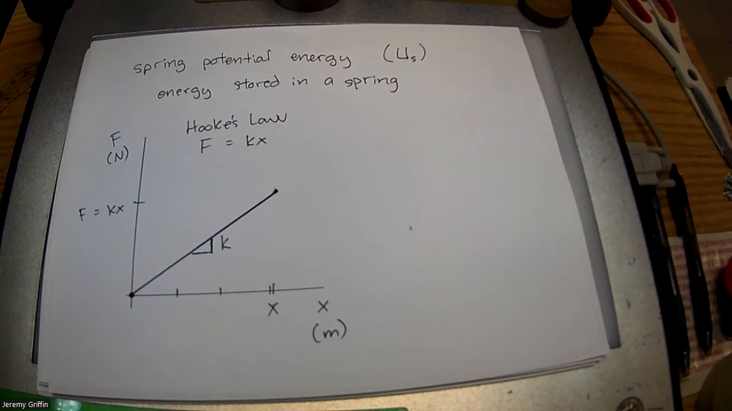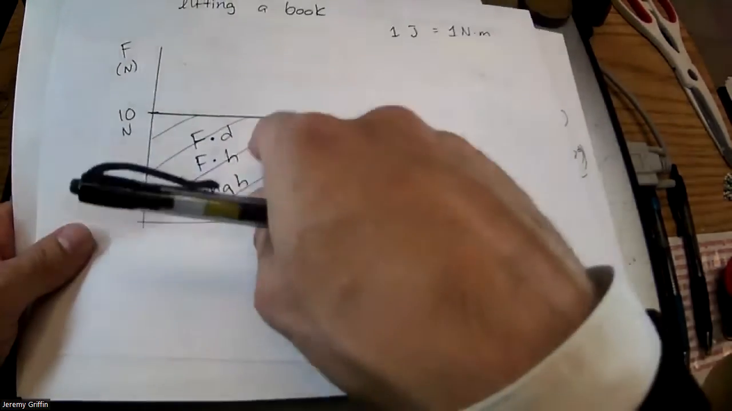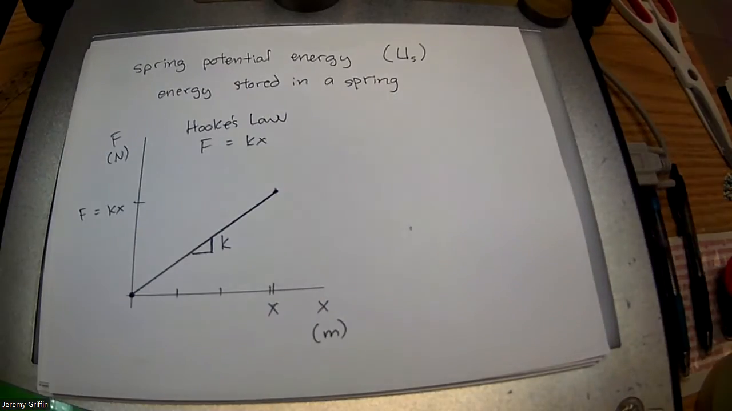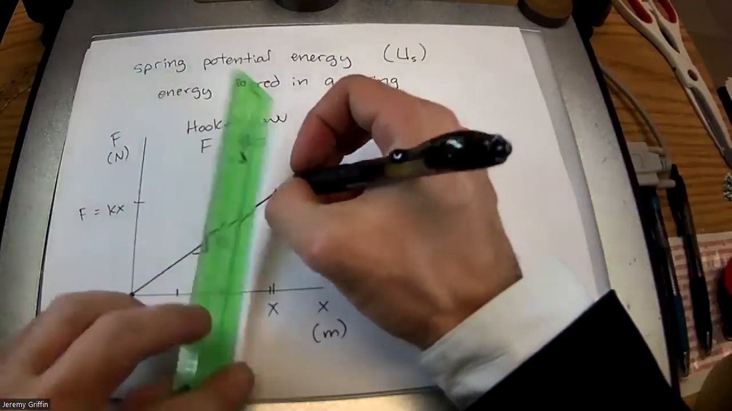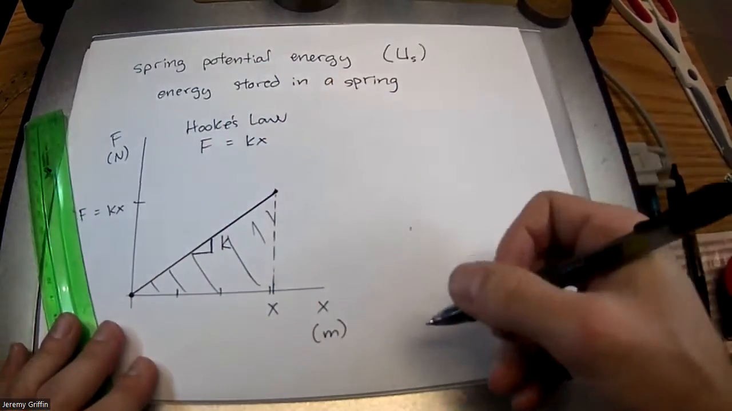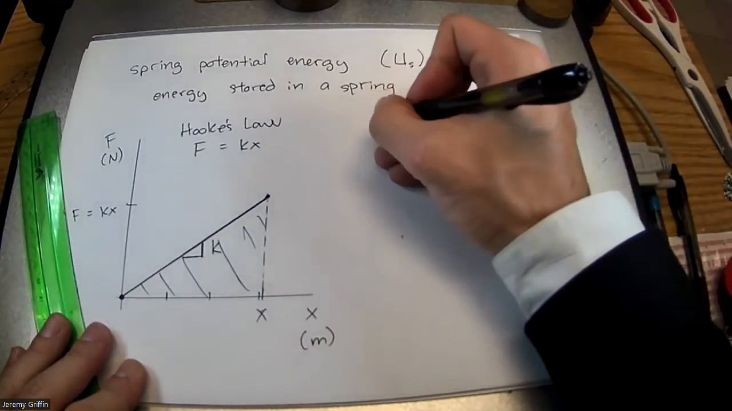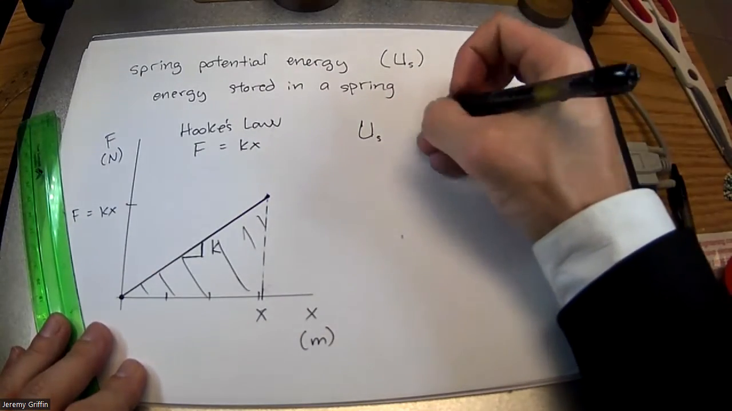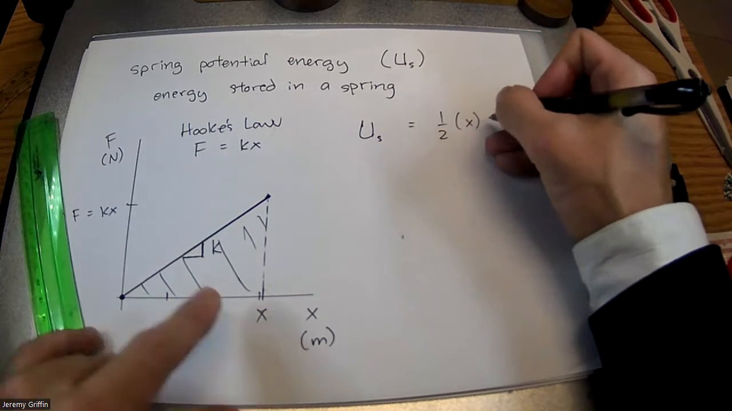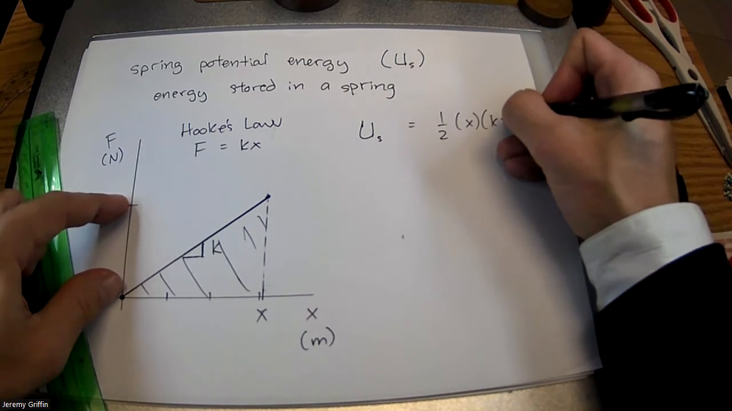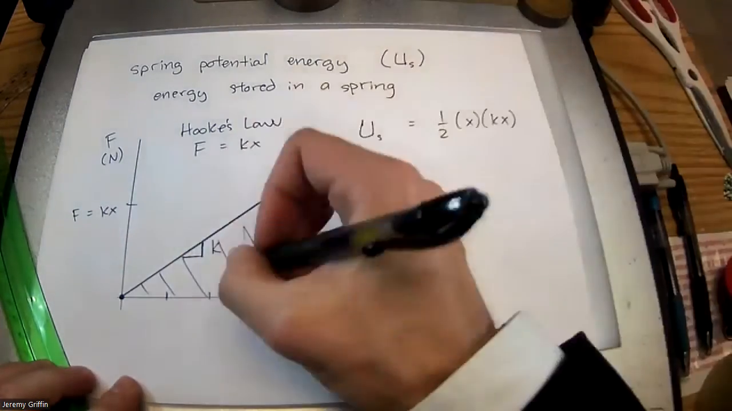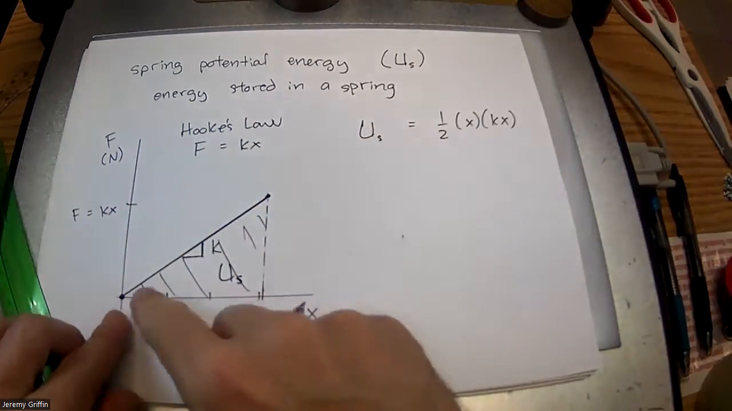But you know what? Very similar graphical story to lifting a book in that the area under the curve is still some quantity of joules, which tells you how much work it took to compress the spring and also how much energy is still stored in the spring. So if I take the area of this triangle, then that will tell me what the spring energy is. So wouldn't it be 1/2 base height? And the base of this triangle is x, and the height of this triangle could be kx, right, from Hooke's law? So the energy stored in the spring is the area of that triangle.